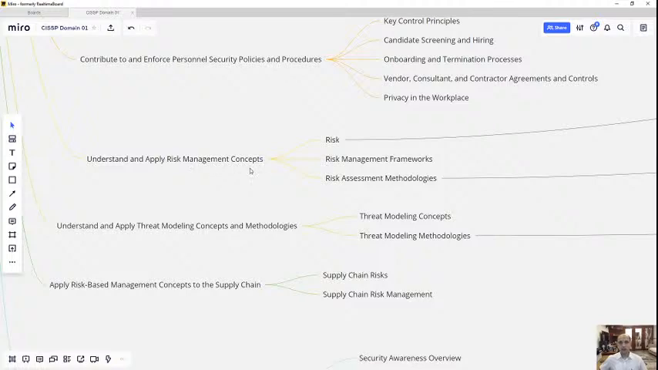I need to understand the risk, the definition of risk, what the different types of risk are, right? Then the risk management frameworks, what the different types of risk management frameworks are, and even I need to understand what mitigation strategies are available for risk management. Then finally, I need to understand risk assessment methodology.